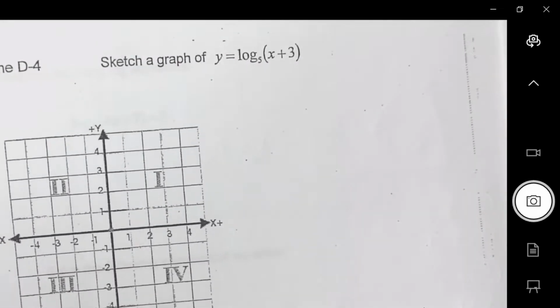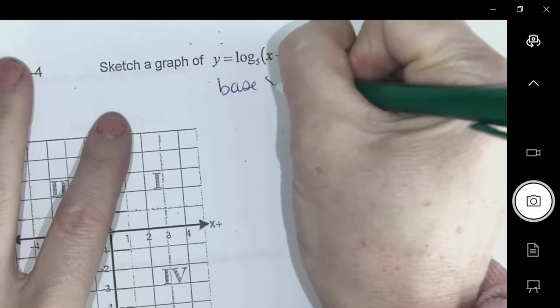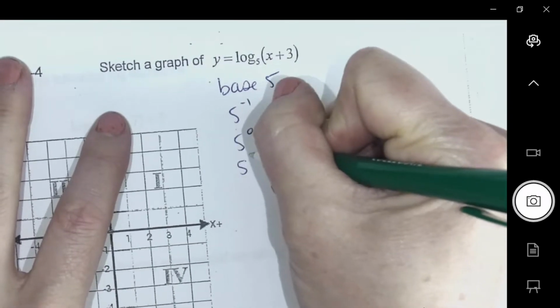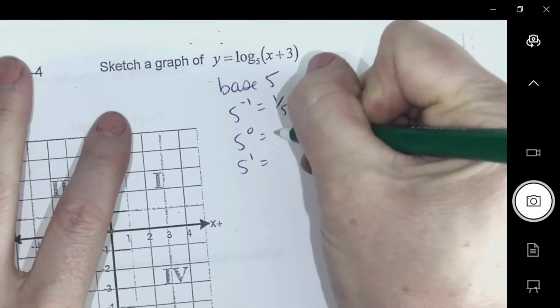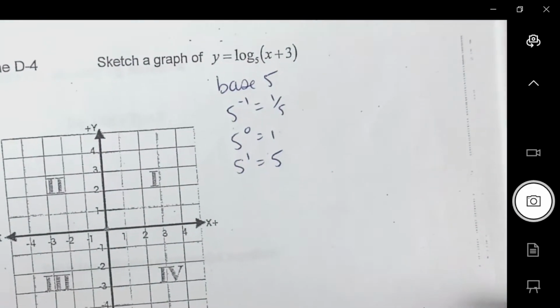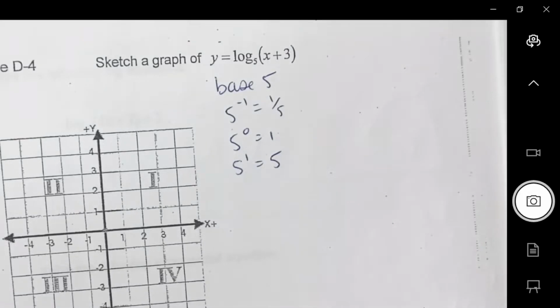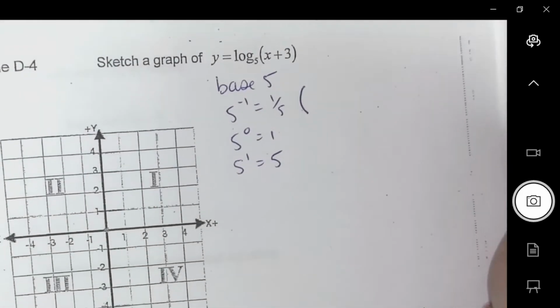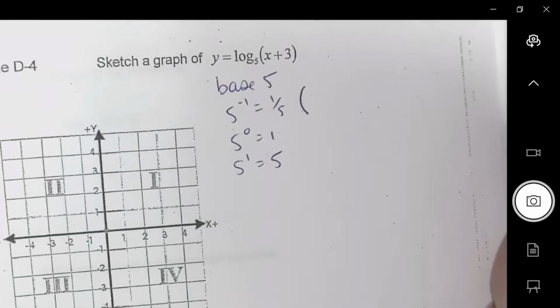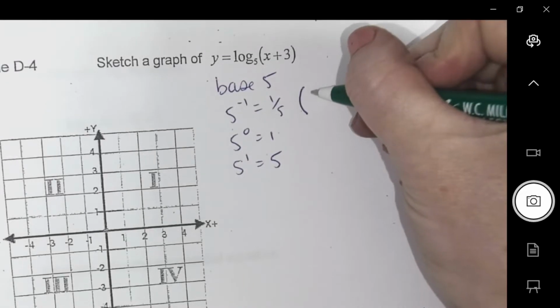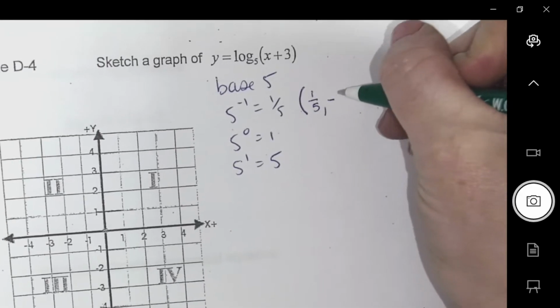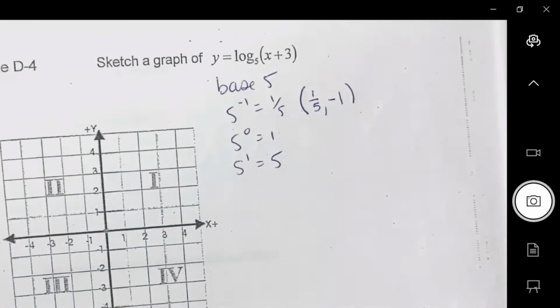When you're graphing, what's the base? Always the same start. What's the base? 5. 5 to the -1, 5 to the 0, 5 to the 1. Okay, so start the same. I don't care if it's an exponential or a log, we just are going to start the same. Because this is a log, now is when I change. How do I write the coordinate? 1/5, comma, -1. Remember, that's the part that changes.